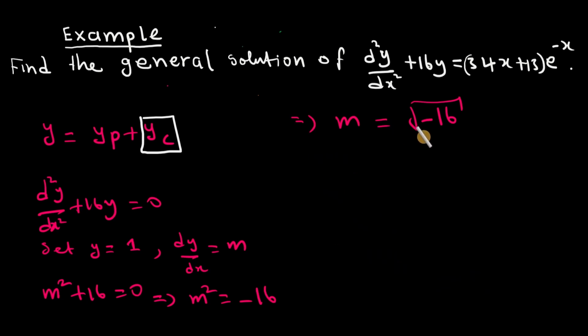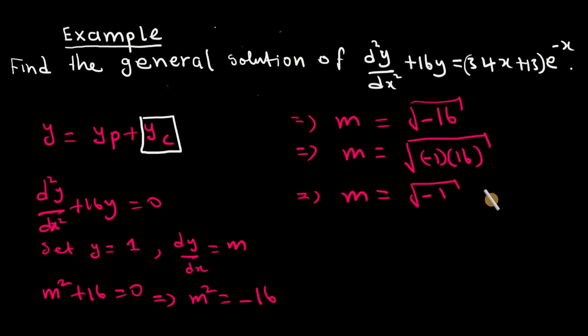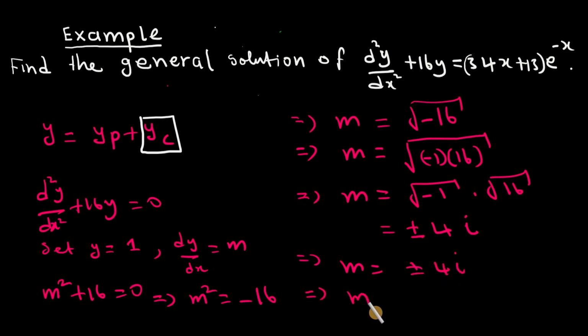So applying it here, m will be equal to the square root of minus 16. This also means that m is equal to the square root of negative 1 times 16, which also means m is equal to the square root of minus 1 times the square root of 16. You know, the square root of 16 is equal to plus or negative 4. The square root of minus 1 from complex numbers is i, so m is equal to plus or minus 4i. That means also m is equal to 0 plus or minus 4i.